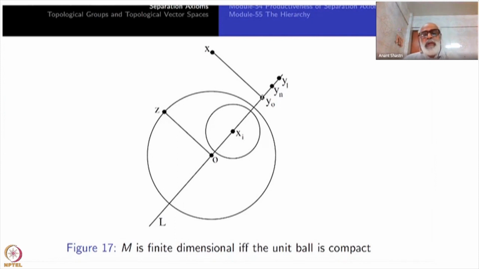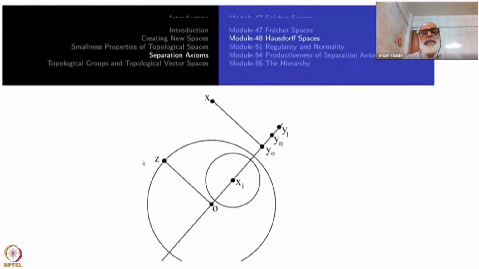But what you can do is look at x minus y naught. That is a non-zero vector, right? You divide by its norm. That will be a point here on the unit sphere. So this z is nothing but x minus y naught divided by its norm. That will be a point of the unit sphere. So this is what I am doing here.